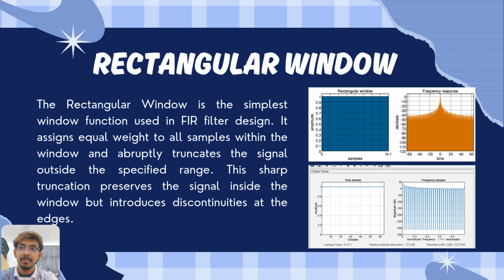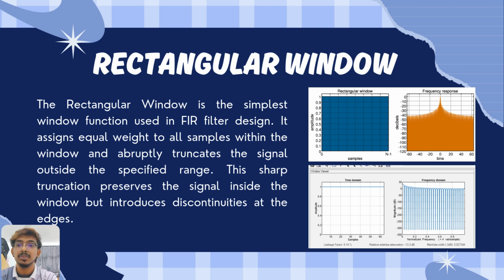Okay, as the next slide, we are moving to the rectangular window. I want to explain first about the rectangular window. The rectangular window is the simplest and most commonly used window function in FIR filter design. It assigns equal weight to all signal samples within the chosen window length and abruptly truncates the signal outside this range. The sharp truncation preserves the original signal components within the window.